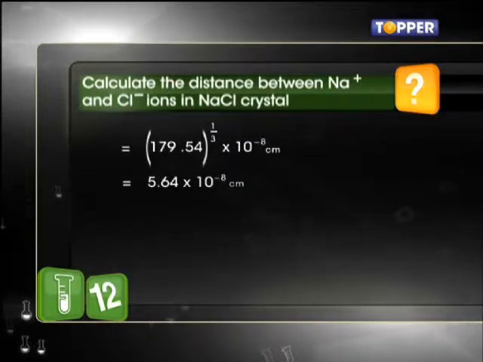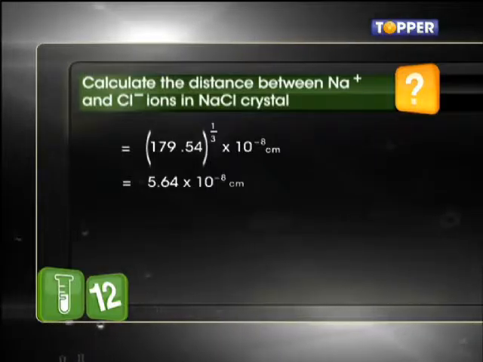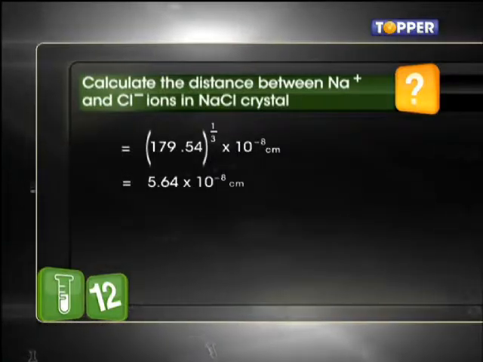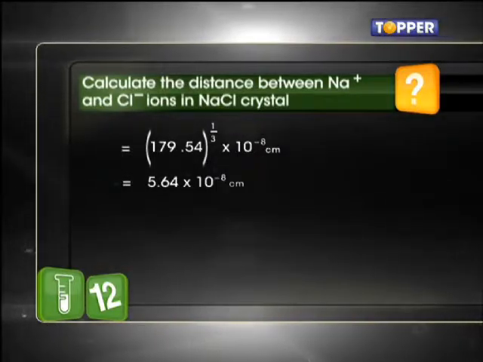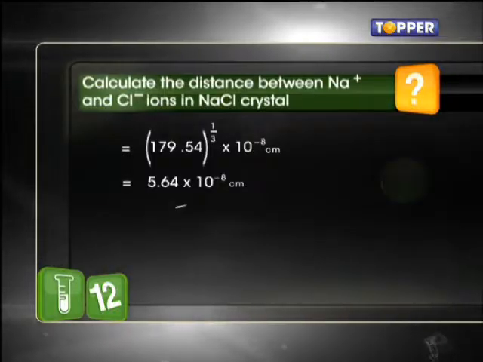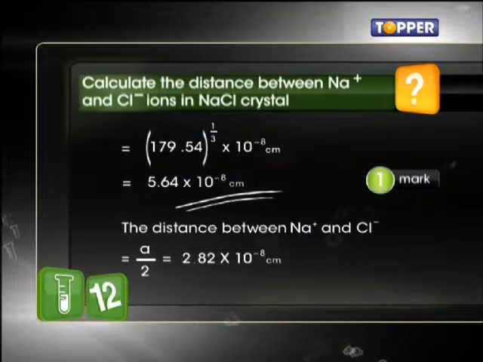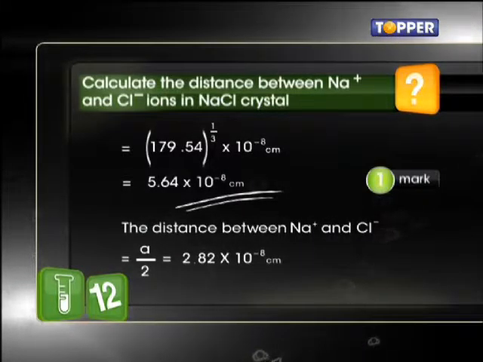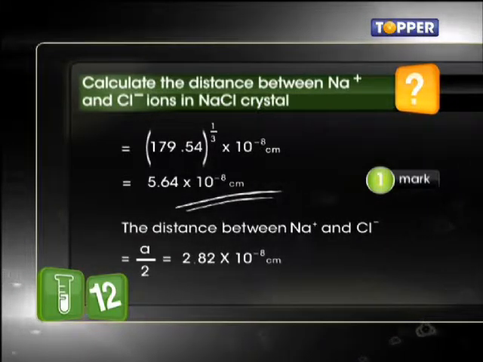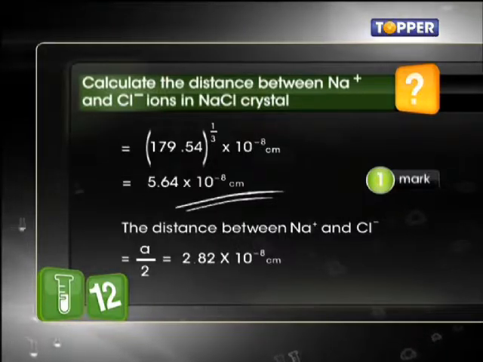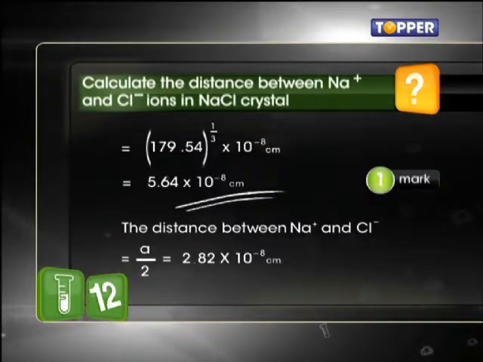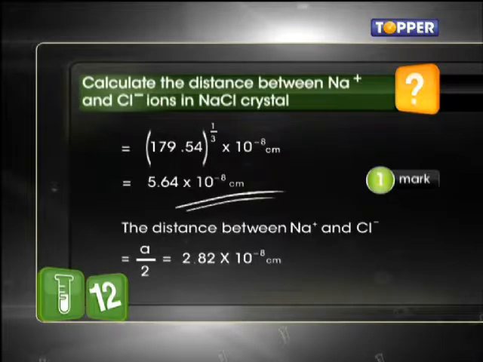By putting the given values in the formula, the edge length comes out to be 5.64 × 10^-8 cm. Now we know that the distance between sodium and chloride ions is equal to half of the edge length. So the answer of this question comes out to be 2.82 × 10^-8 centimeter.